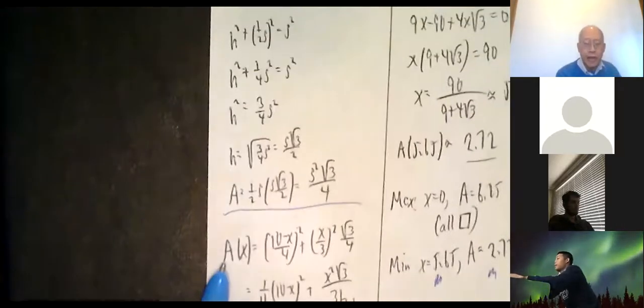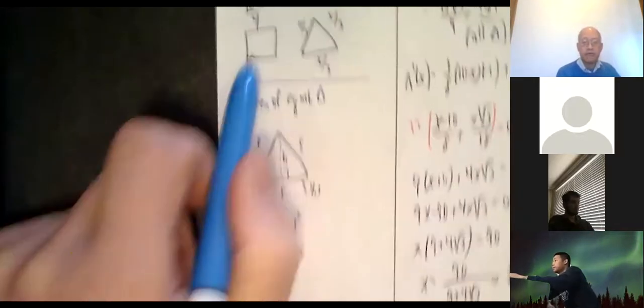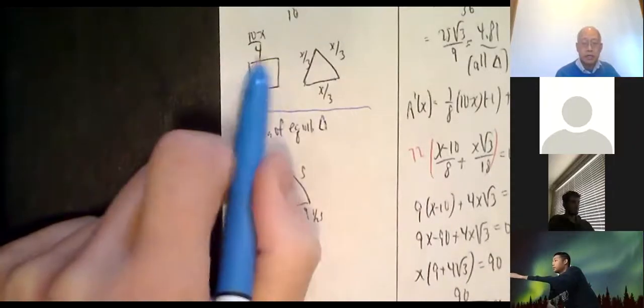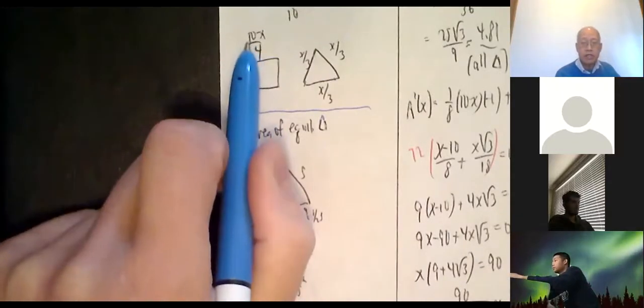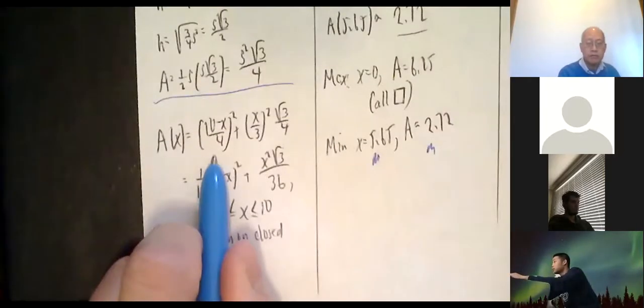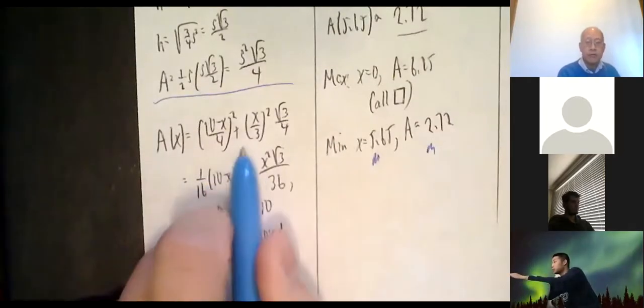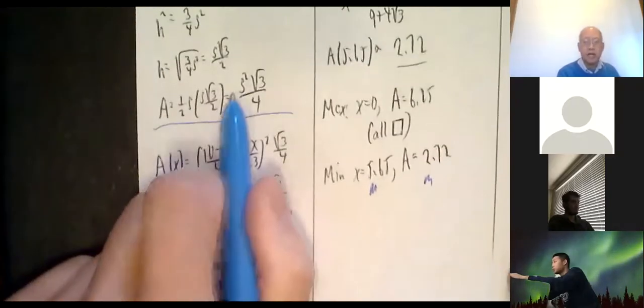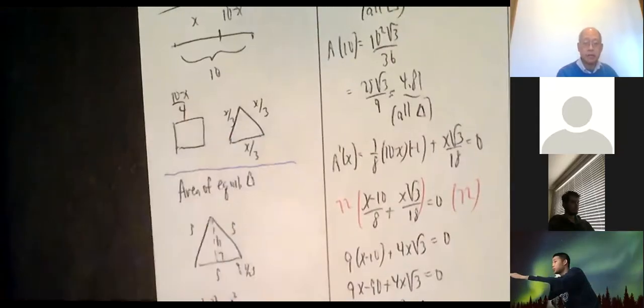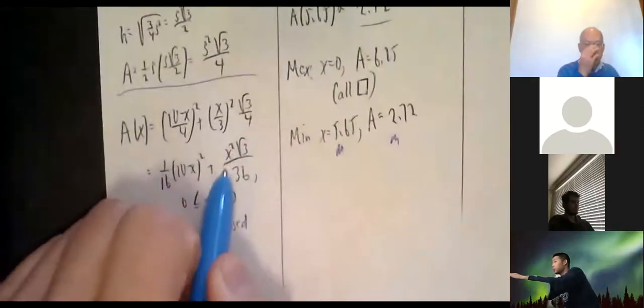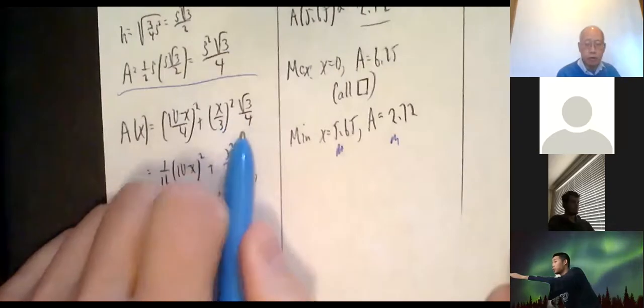All right, so I'm ready for the area function. Okay, so how do I find the area? So this is a square, so it's just a side squared. 10 minus x over 4 squared. And then for the triangle, it's s squared radical 3 over 4. S was x over 3. So x over 3 squared radical 3 over 4.